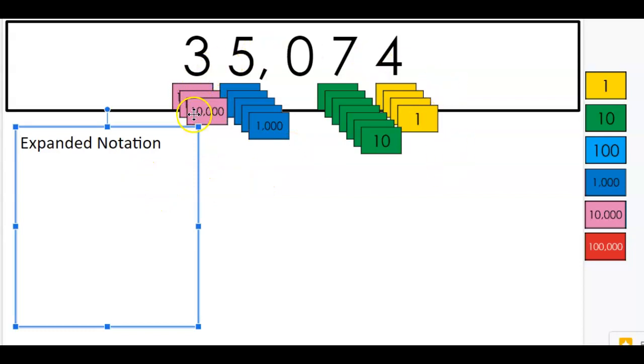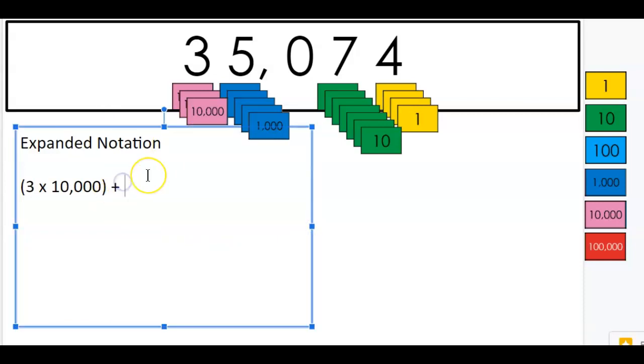Now I can start looking at this. If I wanted to write it in expanded form only, I would write out the values: 30,000 plus 5,000 plus 70 plus 4. But remember, with expanded notation, we are going to talk about them in groups. So I start with a parentheses. I have 3 groups of 10,000. Make sure you get the right number of zeros there. I'm going to make my box a little bit bigger. Plus, I have 5 groups of 1,000.